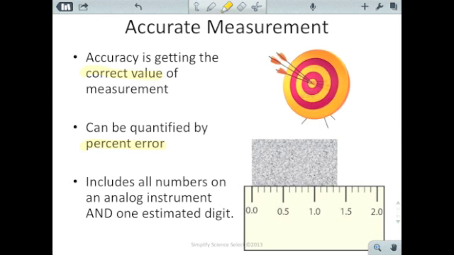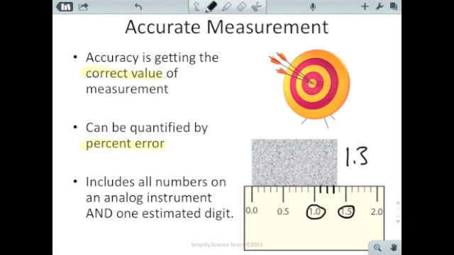Okay, when we're looking at accuracy and when we're trying to measure, we include all numbers on an analog instrument and then one estimated digit. So if we're looking down here, we're measuring this rock, we see that we're measuring the length of it. What we would do is we would see that, well, we know it's in between 1 and 1.5. We can go even farther because we know that this is broken up into 5 different sections. So we know that it's 1.1, we know it's 1.2, 1.3. It's not quite 1.4. So what we can say for sure is we know it's 1.3.